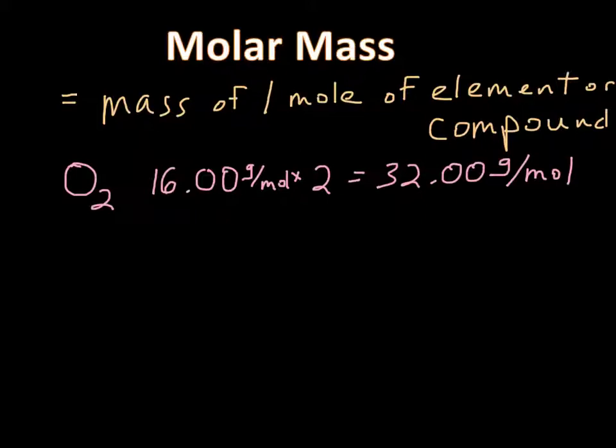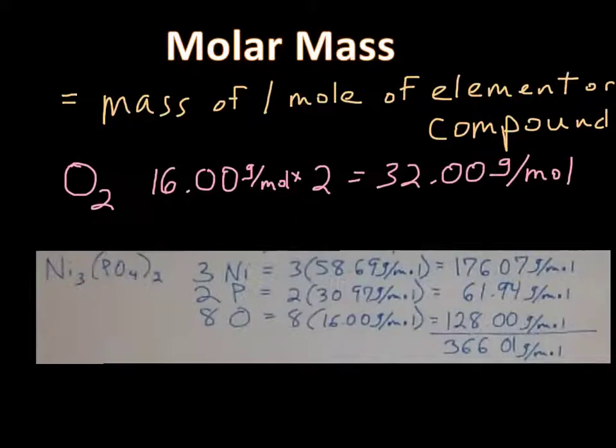So if I'm looking up the molar mass of something like oxygen, oxygen is one of the diatomic 7, so there would always be 2 atoms of oxygen in that molecule. I would have to multiply the mass of oxygen, 16.00, times 2 to get the total mass of that molecule, 32.00 grams per mole. I can also do this for more complicated molecules, like this one.